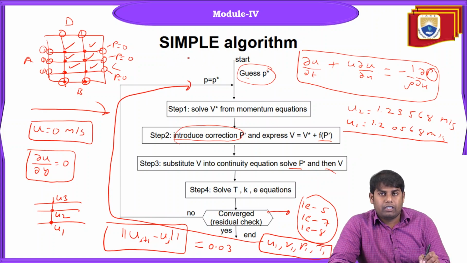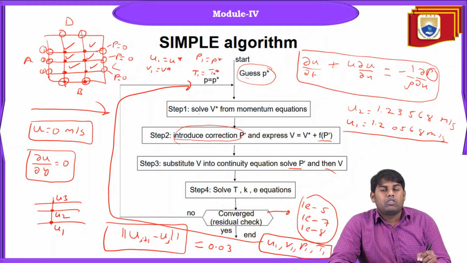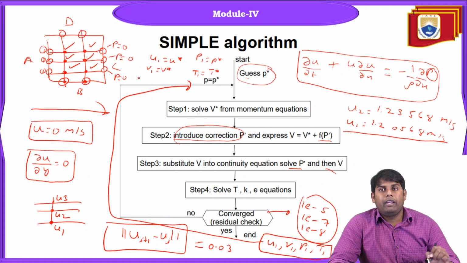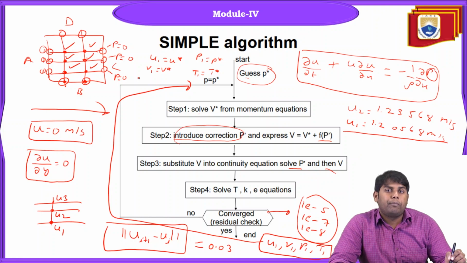New input in the sense what? So simply I'll write here U1 is equal to U star, V1 equal to V star, next P1 is equal to P star, next T1 is equal to T star. So whatever values we get as output from the first iteration will be the input for the second iteration. This loop will keep on running till the convergence criterion is met. Okay, so this is how we solve for the SIMPLE algorithm.